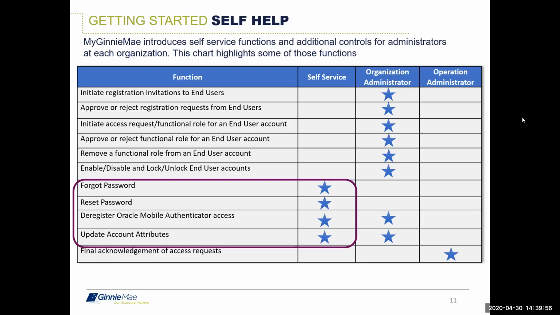Now, if you do not enter an RSA token when you submit your new user registration form, you will not be able to go back in on your own and add that number. You will need to contact an organization administrator to help you add that RSA token to your profile. But like I said, your phone number, your business title, those sorts of things you can update on your own.